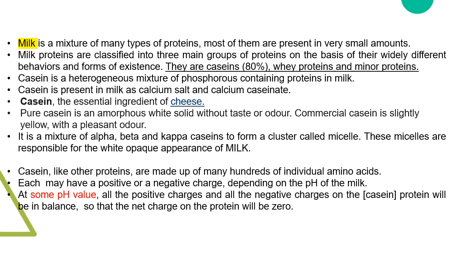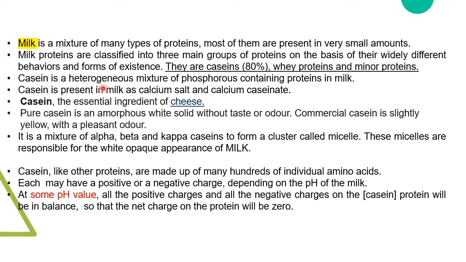Okay, so let's start. We know that milk is a mixture of many types of proteins. Most of them are present in very small amounts. Milk proteins are classified into three main groups on the basis of their widely different behavior and form of existence. They are casein, the major protein, 80%, then whey proteins and minor proteins. Out of these, casein and whey protein have importance in dairy microbiology or in the dairy industry.